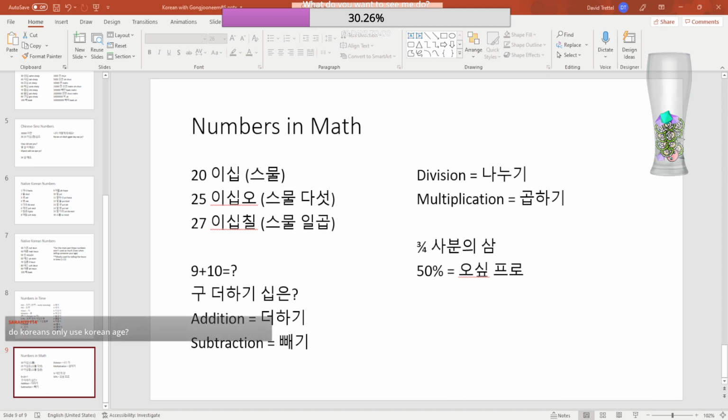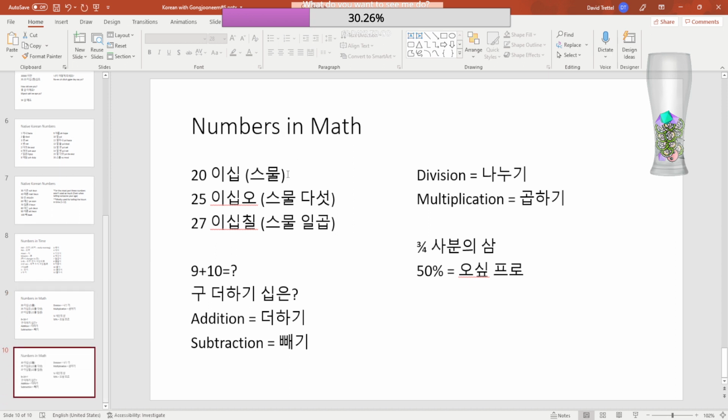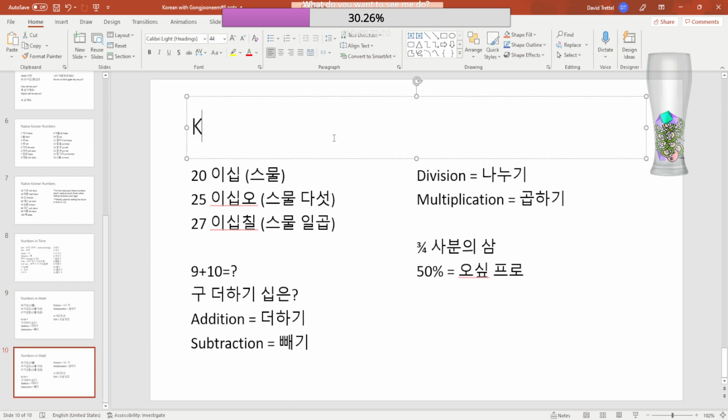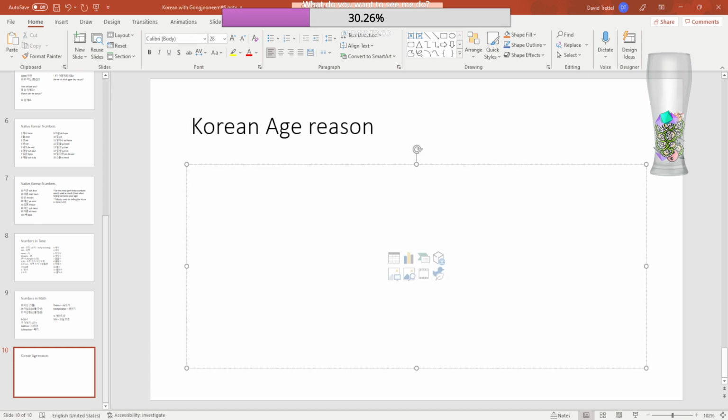So do Koreans only use Korean age? No. But for the most part, if you ask a Korean in the US, they're going to give you their US age. But if you ask a Korean in Korea, they're going to give you their Korean age. And just remember, there's a reason why they have their special Korean age.